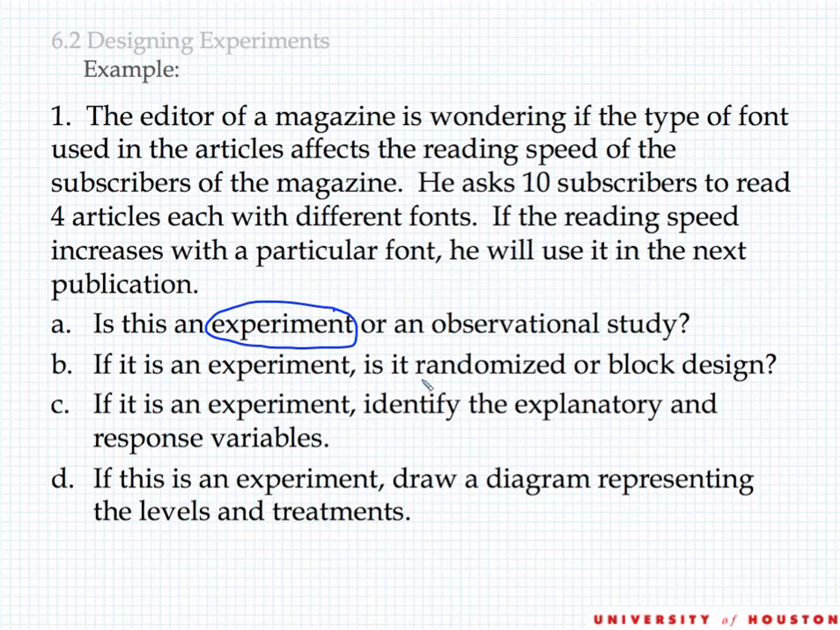If this is an experiment, is it randomized or block design? Well, he has the 10 subscribers reading the 4 articles. It is randomized. They are not blocked. If this is an experiment, identify the explanatory and response variables. The explanatory variables would be our type of font. And the response variables would be our reading speed or length of time to read an article.